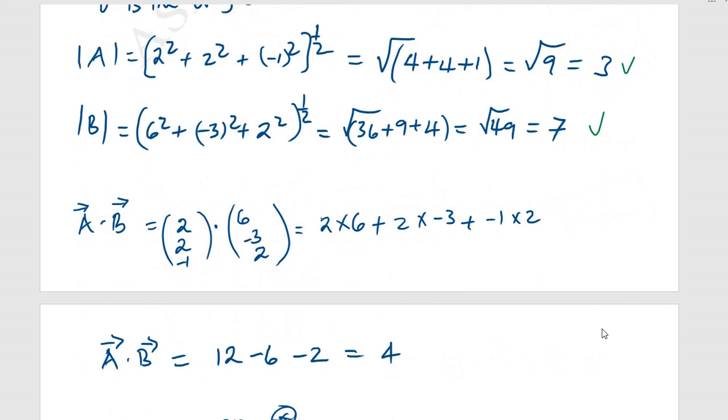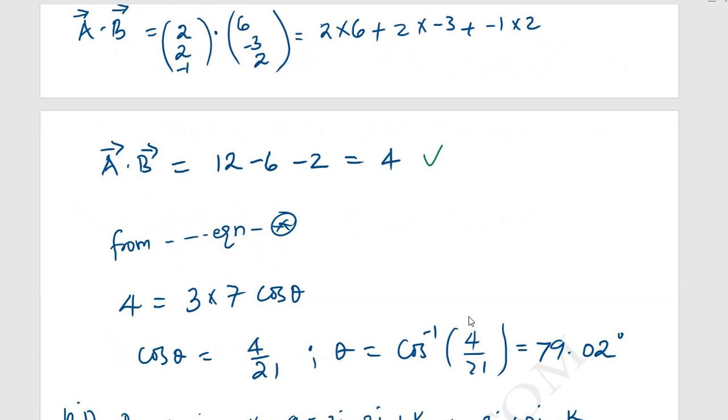And now what about vector A dot vector B? A dot scalar product is element-wise multiplication. In other words, those products in the x dimension are multiplied together, those in the y dimension are multiplied together, and those in the z or the k dimension are multiplied together. Therefore, vector A dot vector B will be 2 times 6 plus 2 times negative 3 plus negative 1 times 2, which is 12 minus 6 minus 2, which equals 4.